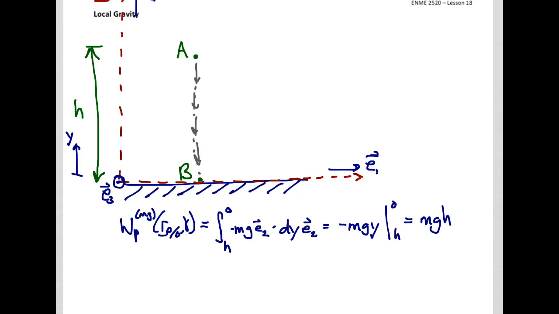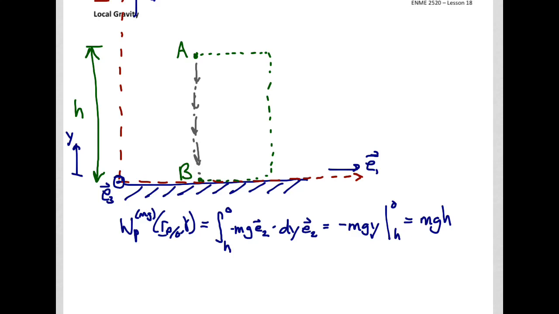So let's do the same thing if we take our particle from A and then let's move it to the right and then drop it and then move it to the left to B. So this is a simple path.